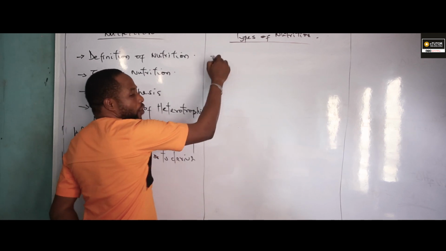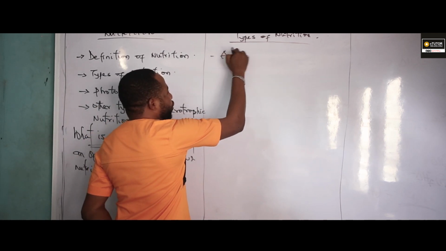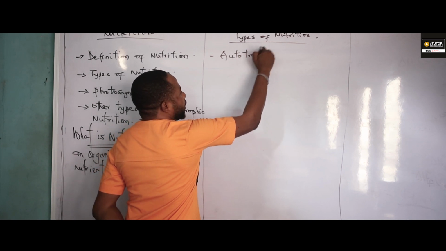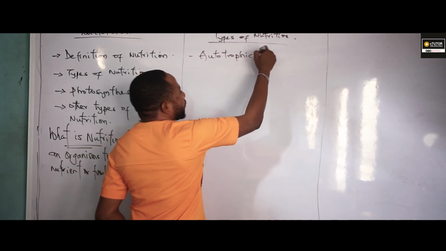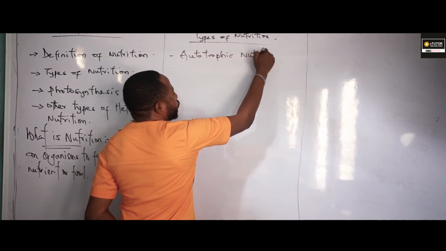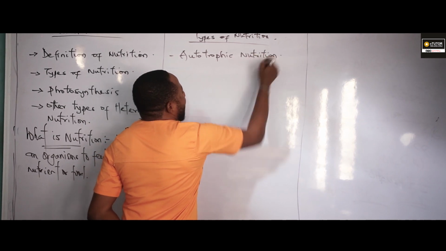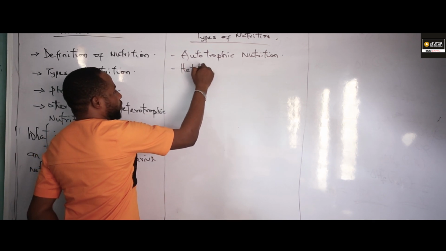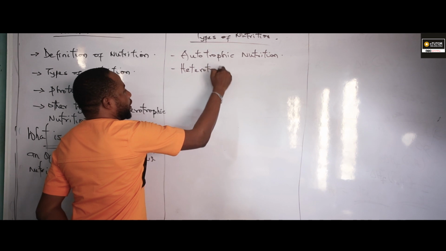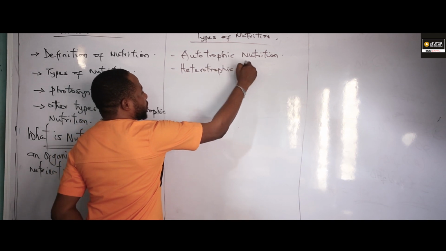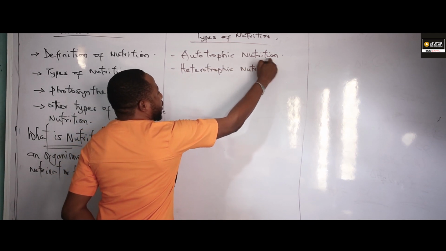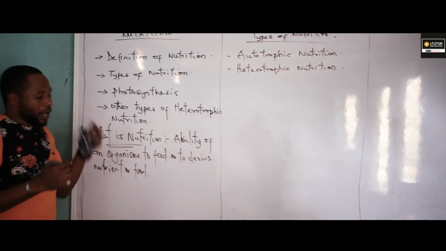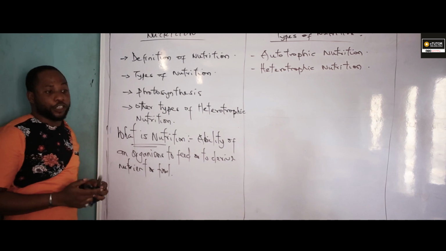The first type is called autotrophic nutrition. And the second type is called heterotrophic nutrition. Now, let's look at it one after the other. The first one, autotrophic nutrition.